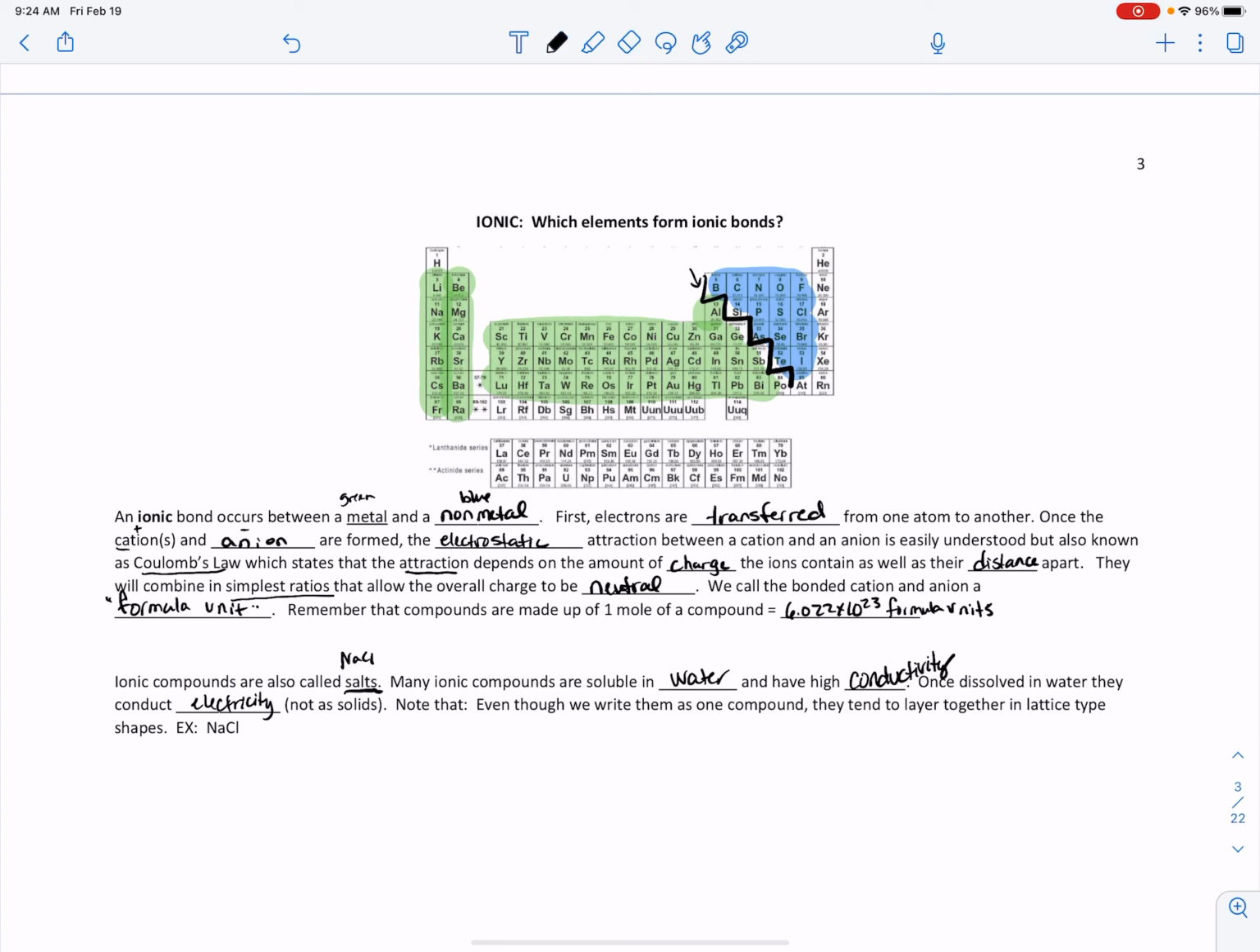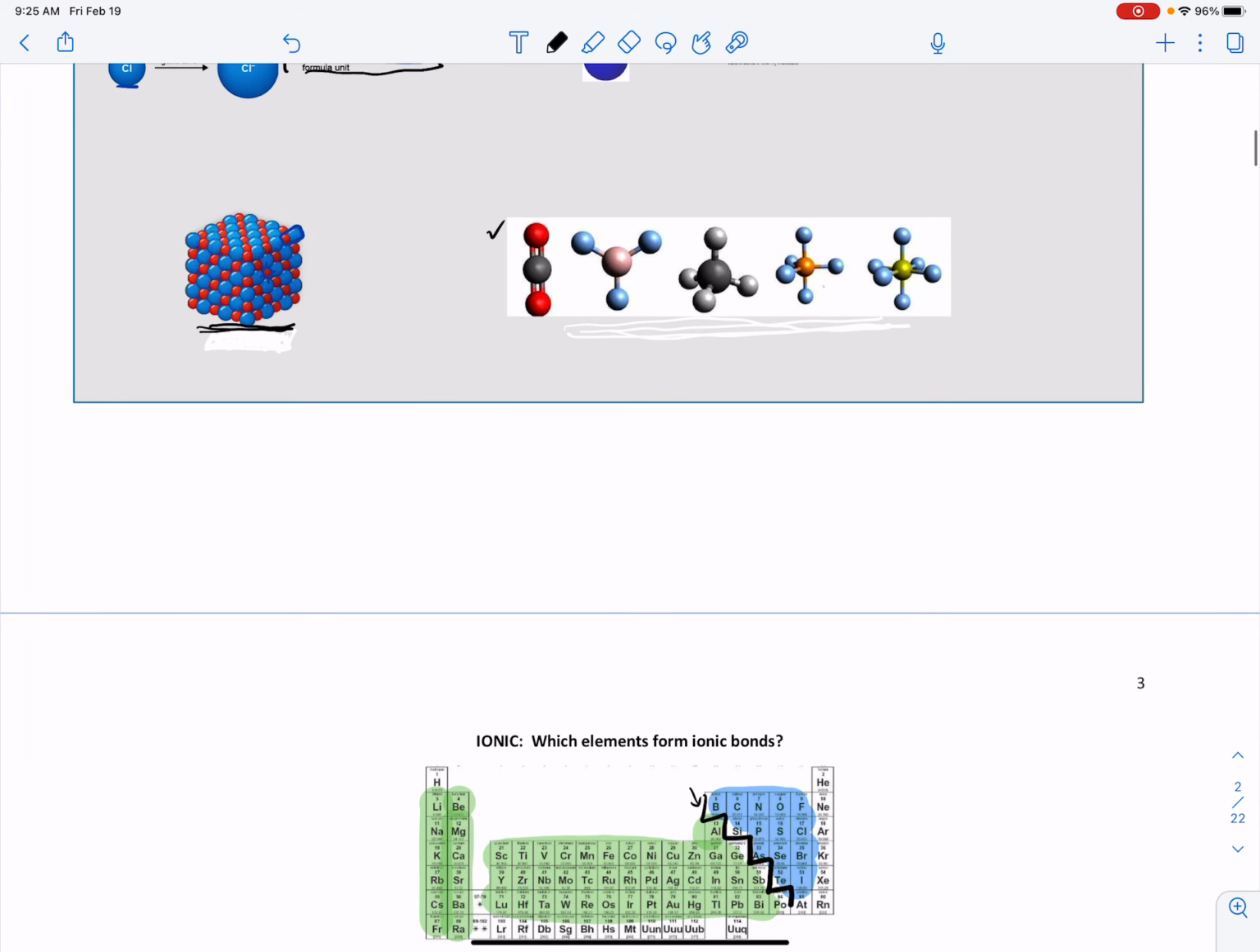So NaCl, salt water, or water with any kind of dissolved ions, because water comes with dissolved ions in most cases, unless you have deionized water, which is not easy to just randomly buy. Once dissolved in water, they conduct electricity, but they don't do it when they're solids. They have to be dissolved in the water to do it. So even though we write them as one compound, they'll layer together in that lattice shape. So we'll write it as NaCl, but you want to remember that they kind of look like this picture here.